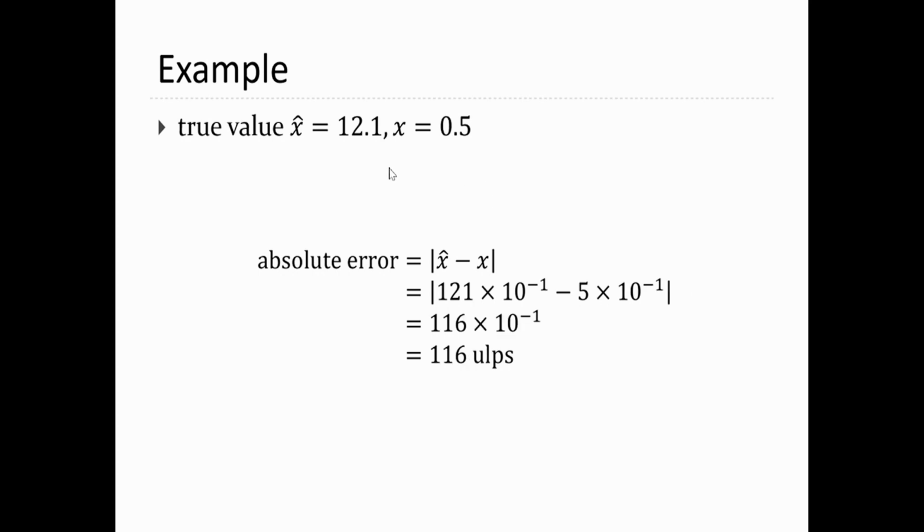All right, so let's look at another example here. Now my true value is 12.1. My calculated value is 0.5. So take the 12.1 and write it down in your floating point representation. So it's 121 times 10 to the minus 1. Now write down the 0.5, also using the exponent 10 to the minus 1. So that's just 5 times 10 to the minus 1. Subtract, you get 116. For the value 12.1, 1 ULP is 10 to the minus 1. So that's 116 ULPs.